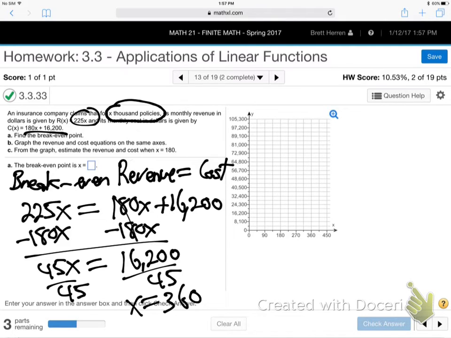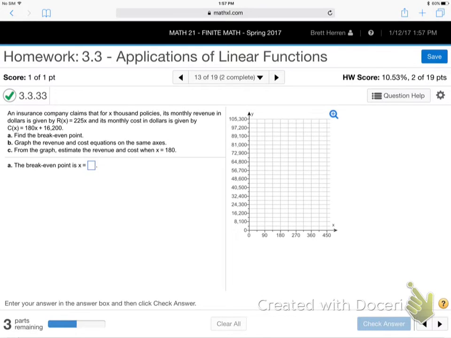We good with that? Part B, notice that we have to graph the revenue and cost equations. So let's do that. If you didn't get that down, again, it's on the YouTube channel later. So let's do part B. Now, graph the revenue and cost equations. How are we going to do this?